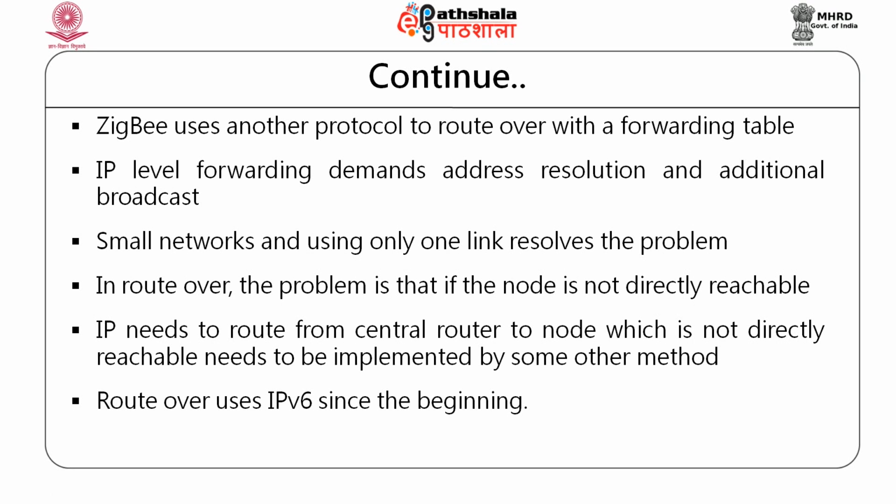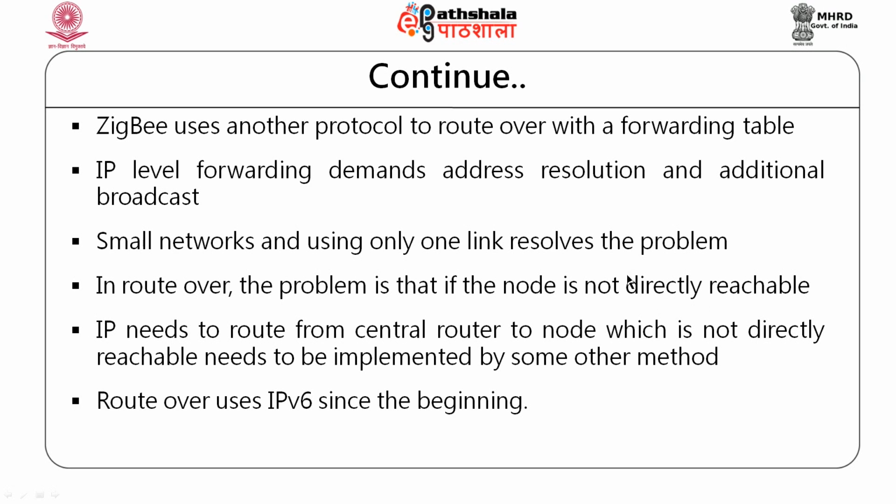For routing, they can actually use IP, but remember the problem with IP is that it will broadcast every now and then. So, IP level forwarding demands that, and the other thing, address resolution. Remember the conversion of IP address to the MAC address problem. Okay, and that is why it requires a lot of broadcasts. So, Zigbee actually introduced something, and because it is a small network with only one link, this resolves the problem. You do not need to have broadcast, but you need to do all this processing, and the RPL does exactly this. Okay. So, we do not use IP for routing, we use RPL for routing in mesh networks like this.